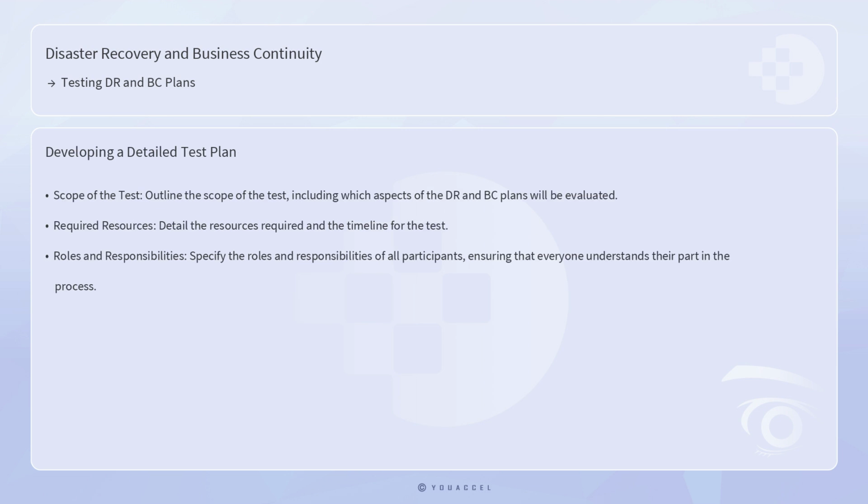Once the objectives are set, the next step is to develop a detailed test plan. This plan should outline the scope of the test, including which aspects of the DR and BC plans will be evaluated, the resources required, and the timeline for the test. It should also specify the roles and responsibilities of all participants, ensuring that everyone understands their part in the process.